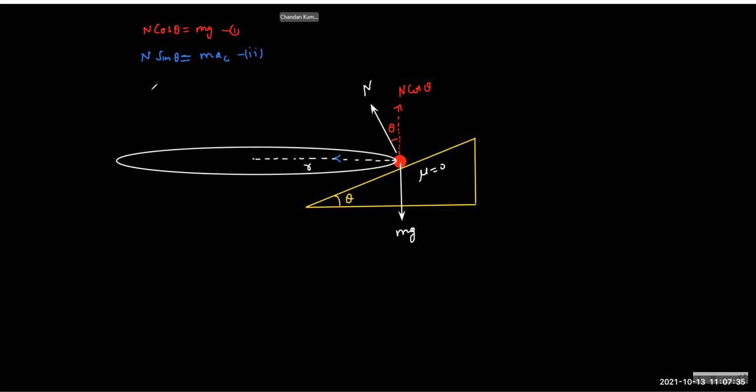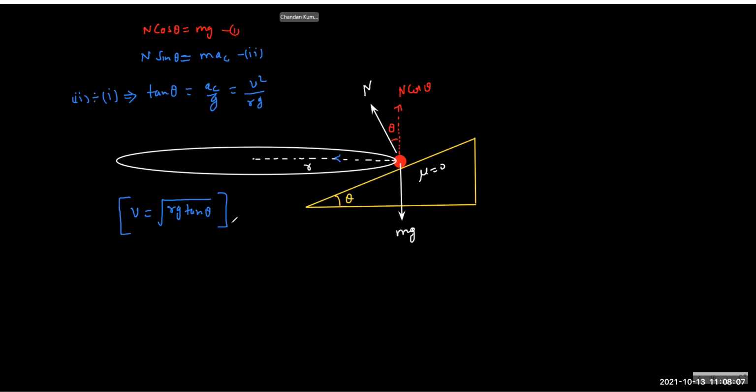So if you divide the equation, that is tan theta. This implies tan theta is a_c by g. That's very simple. And then you can realize that this is again v square by rg. So the only speed at which you can achieve this is when v is the square root of rg tan theta.